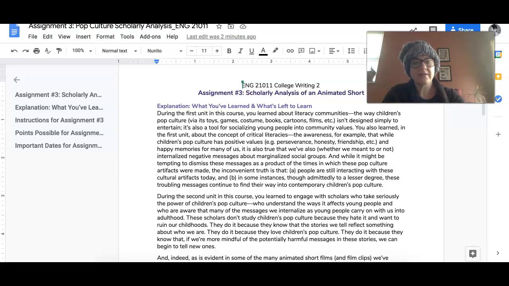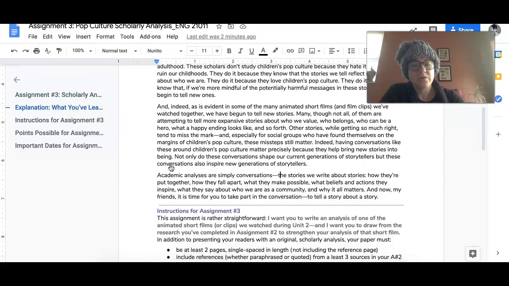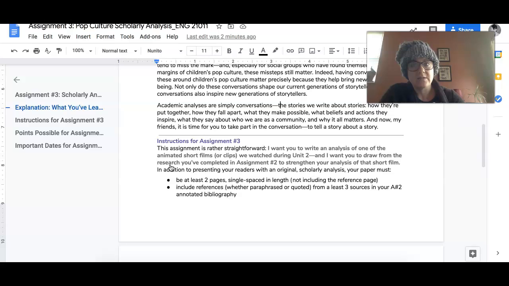So yeah, this is pretty straightforward. You've done the research for your paper in assignment 2, right? And so now all that's left is for you to write an analysis of whichever animated film that you've chosen to analyze. And I want you to write a 2-page single-spaced analysis, not including the reference page. You do need to include at least 3 sources from your annotated bibliography. If something changes and you want to add in another source, you can totally do that too.